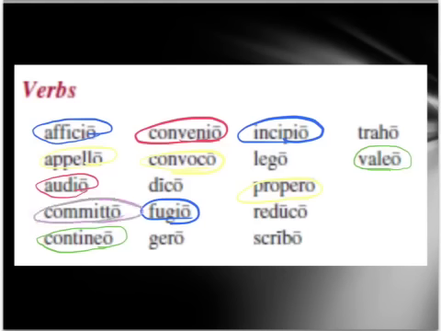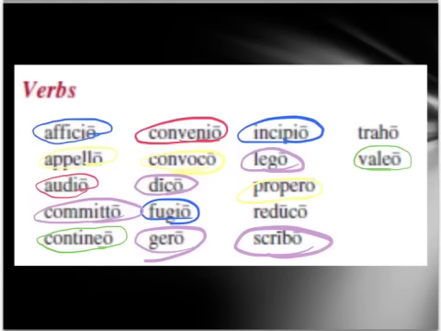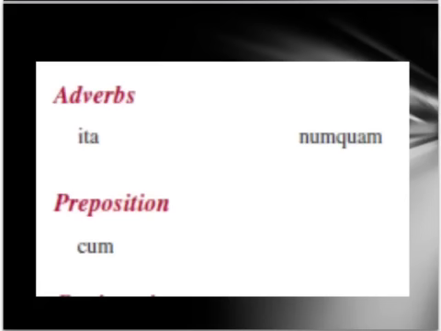Committo from mitto, that's third. Dico is third. Gero is third. Ligo is third. Scribo is third. And traho is third. Your adverbs and preposition: ita is "so," numquam is "never," cum means "with," and it takes the ablative.